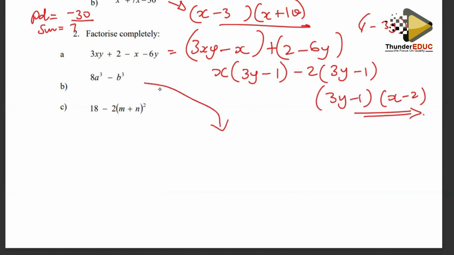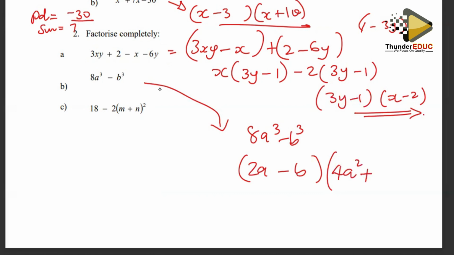And then this part B, we have 8a cubed minus b cubed. So a difference of 2 cubes. So the cube root of that is going to be 2a minus b. Okay, 2a squared, that's going to be 4a squared plus 2ab plus b squared. That becomes our answer.